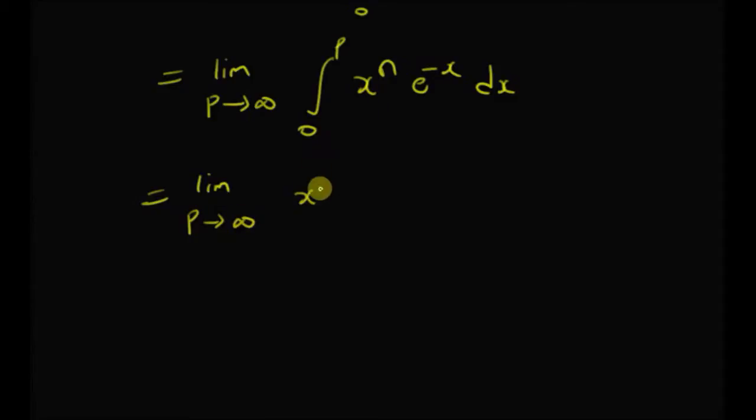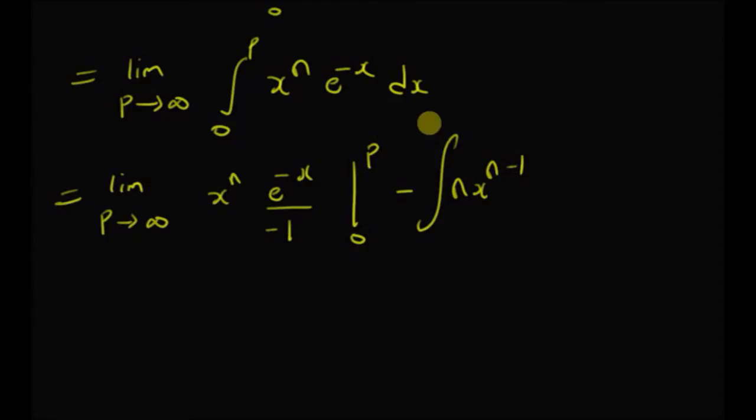The first function will be written as it is, and then we have the integral of e power minus x, which is e power minus x over minus 1, and the limits are 0 and p. And the second component is minus integral, and for x power n we write the derivative of x power n, so it is n times x power n minus 1, multiplied by the integral of e power minus x, which is e power minus x by minus 1, dx, and again the limits are 0 to p.